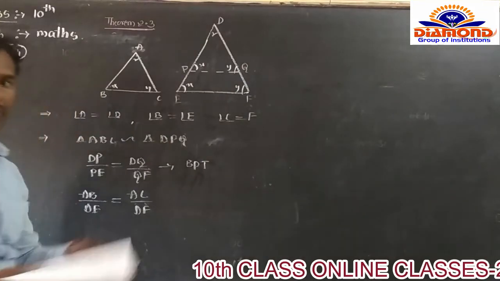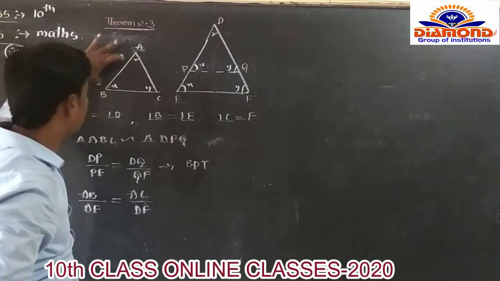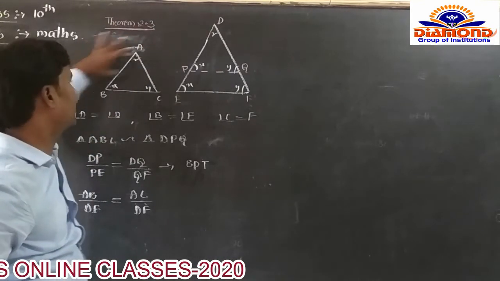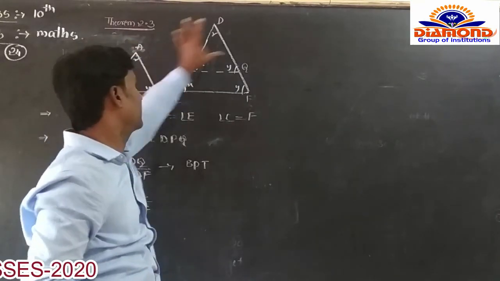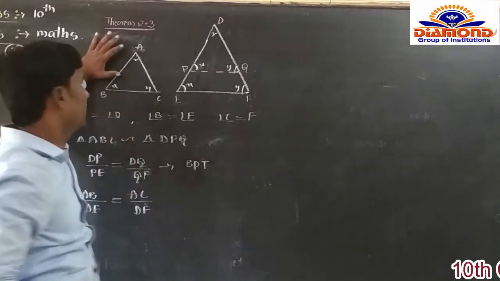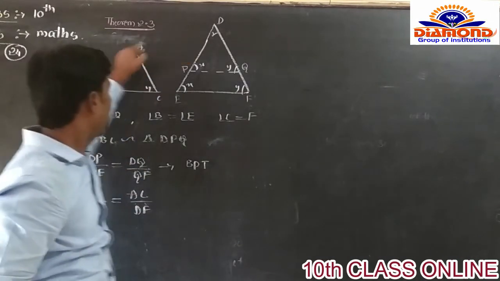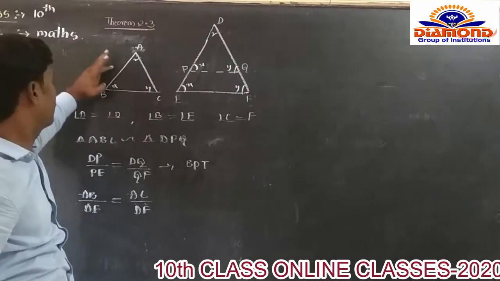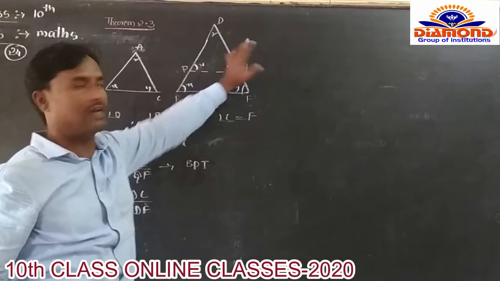Means sir, we are cutting with PQ. So how much is AB? That much only PD is there. Suppose AB is 4 cm, then PD is also 4 cm, and AC is 5 cm, then DQ is also 5 cm. These two sides, AB is equal to PD and AC is equal to DQ. We consider here also 4 cm, here also 4 cm, here 5 cm, here also 5 cm.